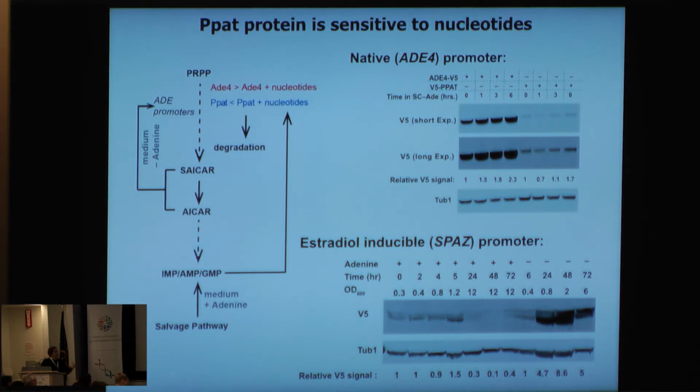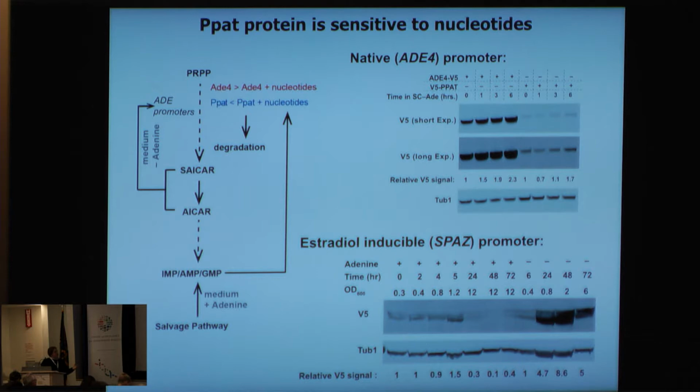And as you can see, when you grow the cells in media without adenine for a long time, you can see accumulation of the protein. That led us to believe that the binding of nucleotides to the protein actually induces its degradation.